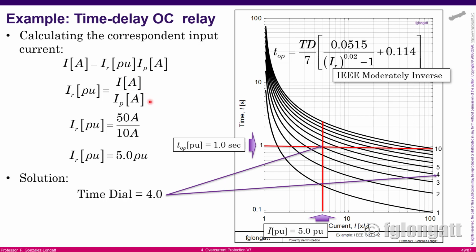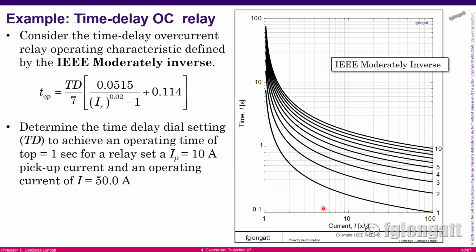Now the first step is something similar to the previous example. What we need to do is convert the operating current of 50 amps, and we know that the pickup current is 10 amps. Converting into per unit, that means that the current is 5.0 per unit, okay? And that current is here, 5 per unit, okay? Now the interesting thing here is that, if you remember, we want an operating time of 1 second.